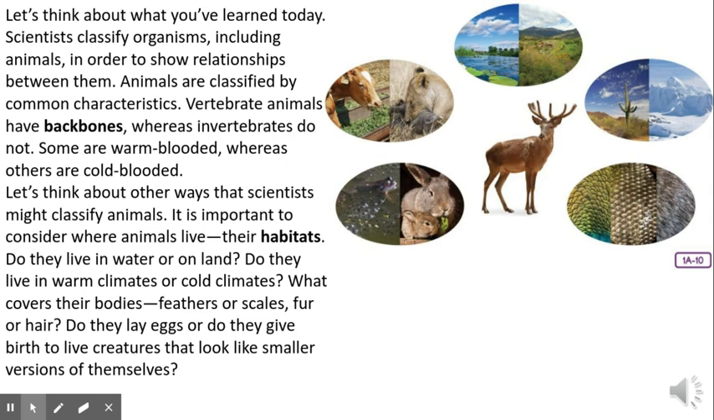It is important to consider where animals live, their habitats. Do they live in water or on land? Do they live in warm climates or cold climates? What covers their bodies, feathers or scales, fur or hair? Do they lay eggs or do they give birth to live creatures that look like smaller versions of themselves? What kind of food do they eat? Plants, animals, or both?